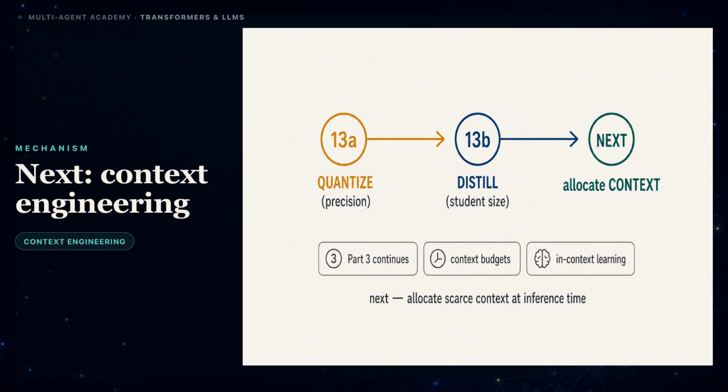In video 14, we will move from model compression to the information placed inside the model's context. We will examine how to allocate limited context space across instructions, examples, retrieved evidence, and conversation history.